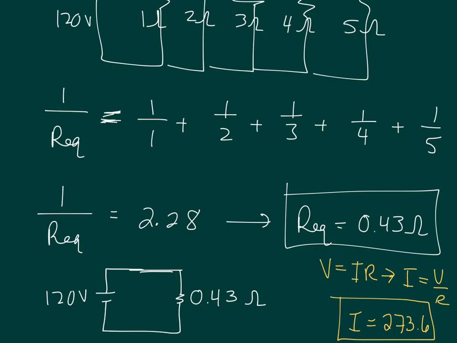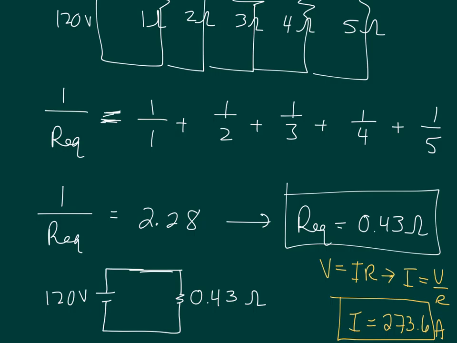If you're doing this, you really should keep all those decimals in the calculator, and you should do 120 divided by the previous answer on your calculator, to get a more precise answer. That's the only reason. And the units here are amps.